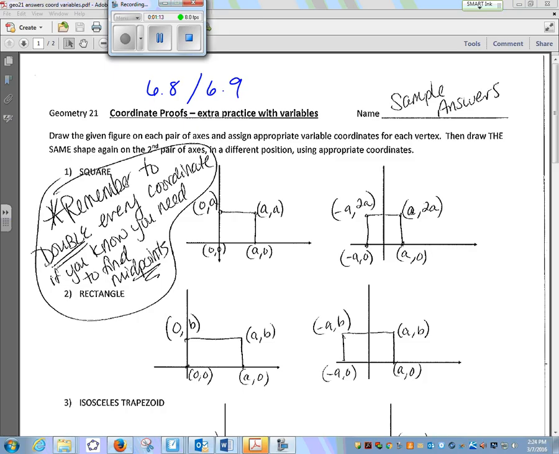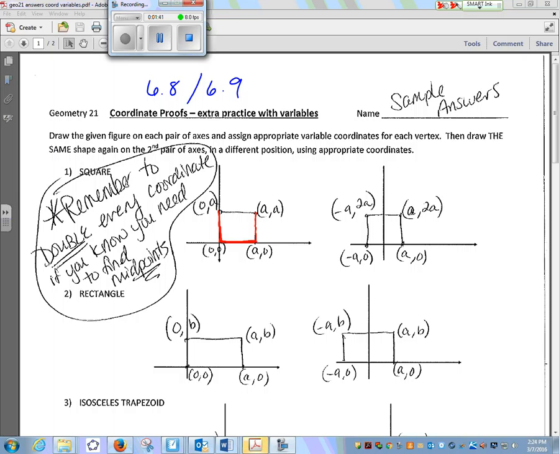So this worksheet was just practice putting the coordinates on the coordinate plane in a way that makes it the shape you want it to be. If you want it to be a square, all the sides have to be the same length, right? So these coordinates make sense. If we nestle it into the corner of the two axes, that's a right angle, it makes it a square.